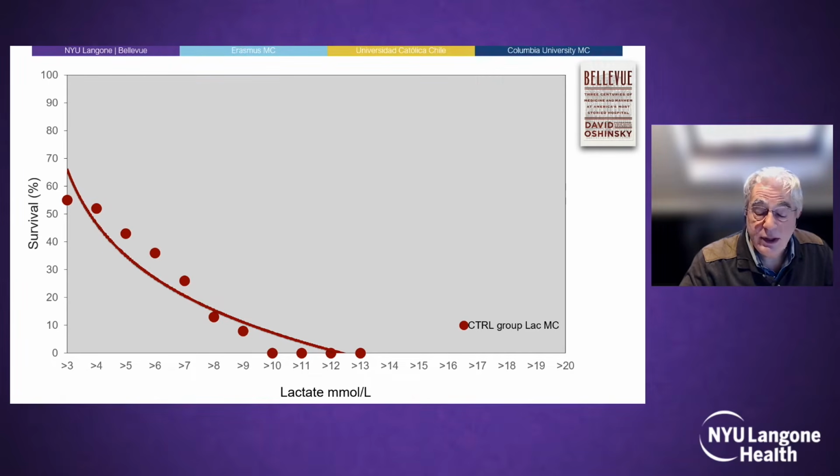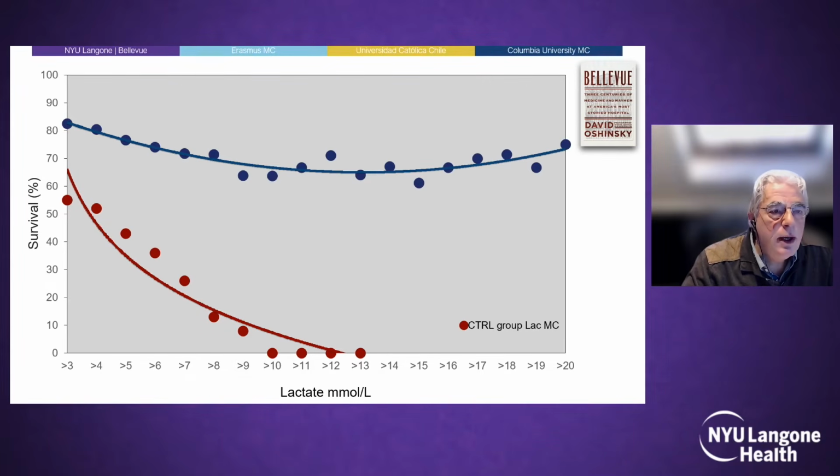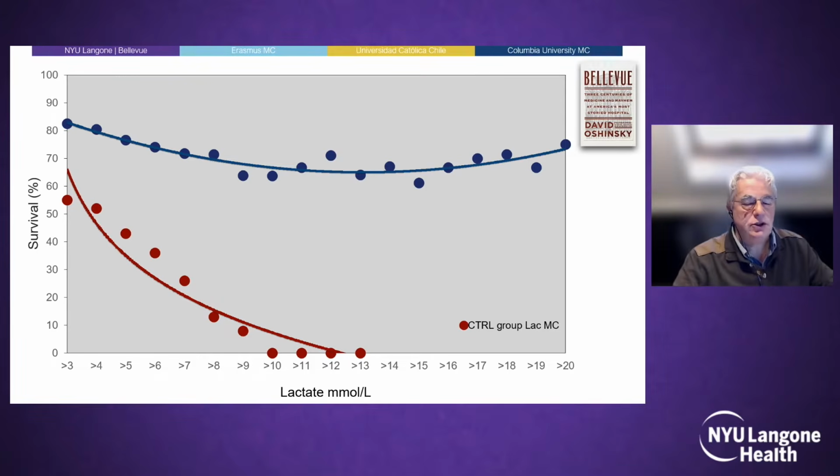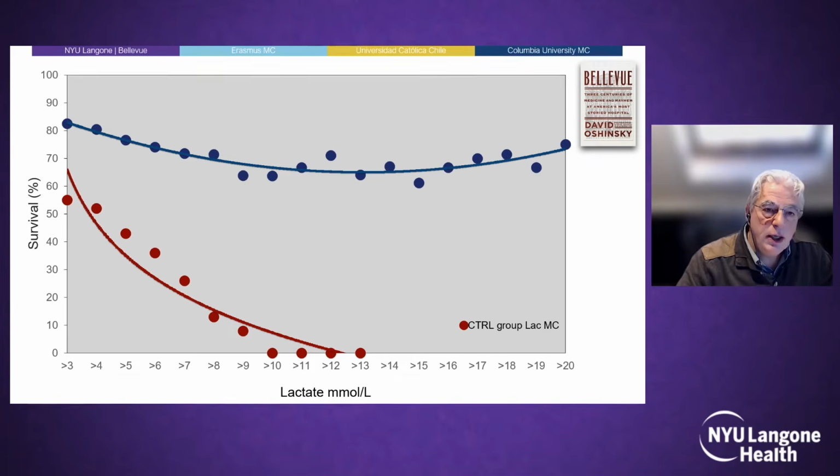Now, we did the same with the patients that we admitted at Bellevue ICU, and you see the huge difference. You have patients with a lactate of more than 20, where their survival is almost 80%. So this is not shock. They're admitted to the ICU. They have incredible lactate levels, but as you can see here, there is hardly any increase in mortality when your lactate is more than 9. And there is not a steep decrease in survival if you have increasing lactate levels.